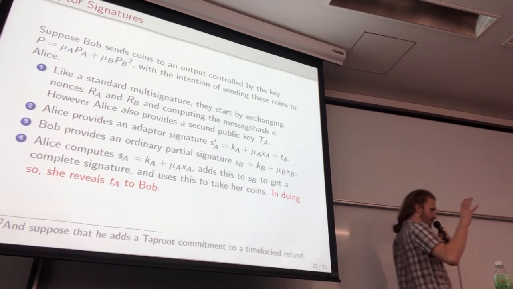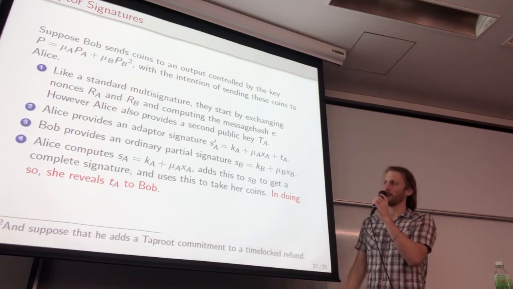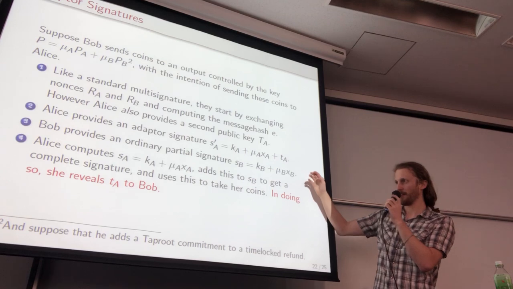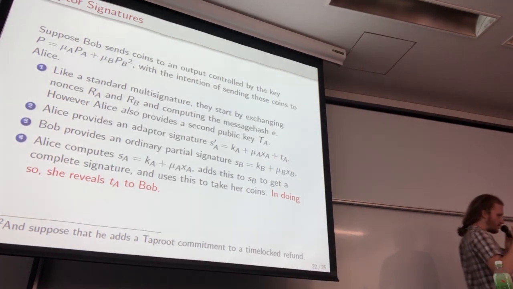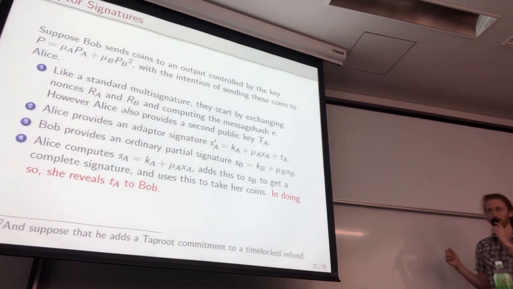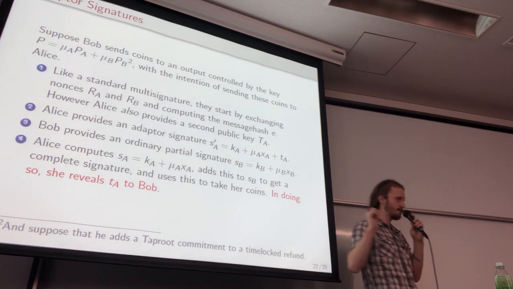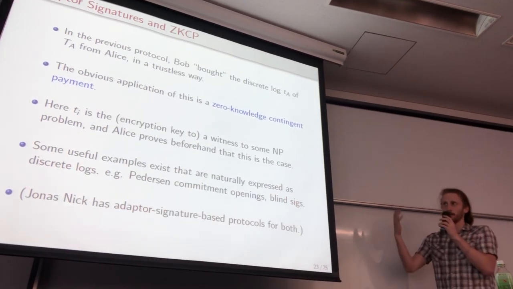Okay, and here's where we're getting into scripts. Here's where I'm doing something kind of spooky, where what I'm publishing to the blockchain is just an ordinary signature with an ordinary public key, but behind the scenes there are these extra semantics. Behind the scenes, the only way that this signature could have hit the chain is if Alice gave this secret T to Bob. Okay?